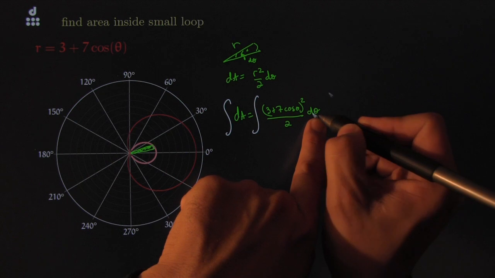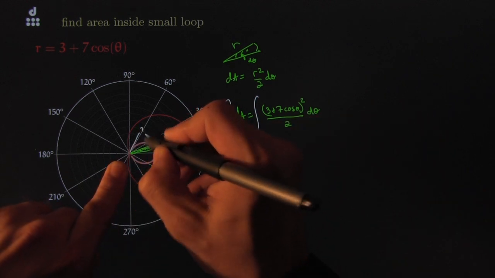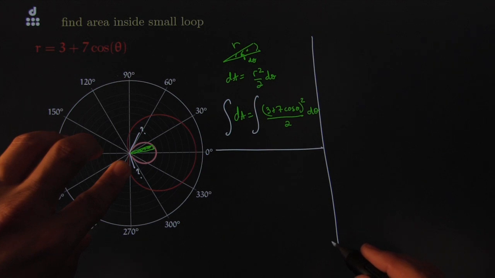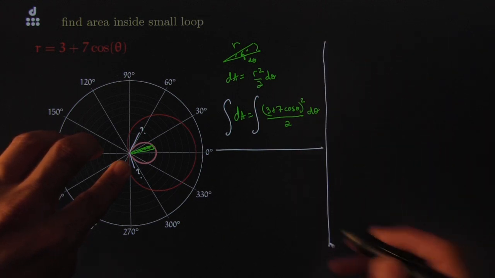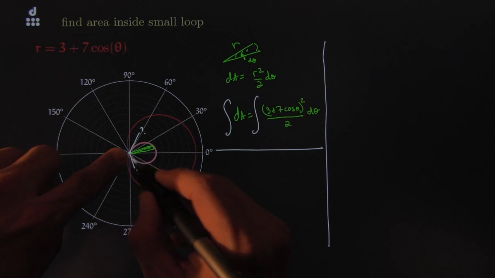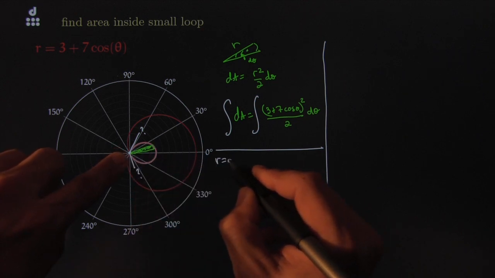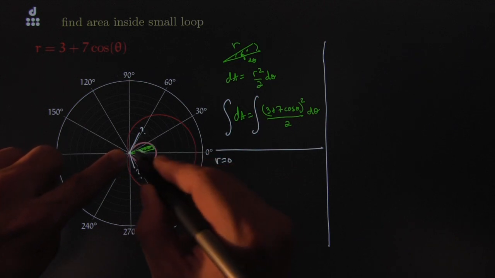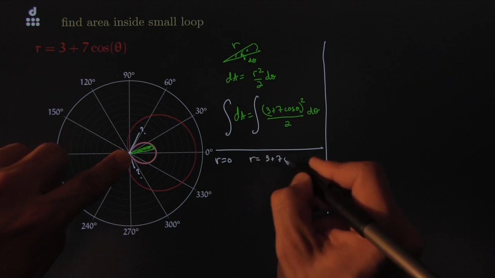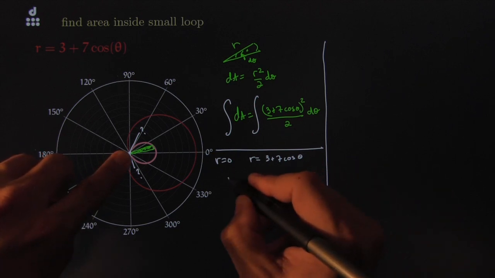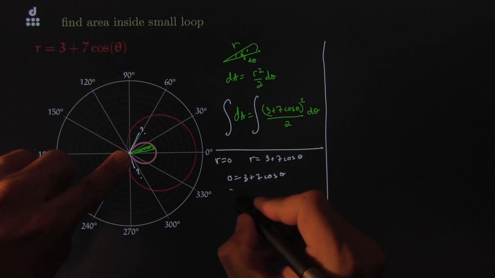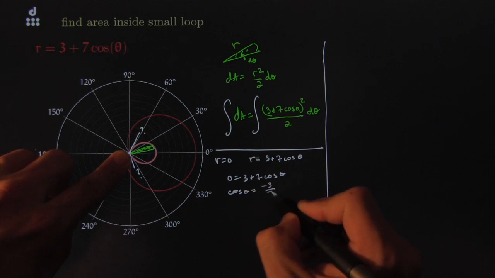And observe here that we need theta limits, so I need to know what is that angle and what is that angle. To figure out what those angles should be, we do a little math here. The key feature when this little bubble stops and starts is that r comes to 0. That's when you know these loops are coming to the end or to the beginning. So r is equal to 0, and we also know that r is equal to 3 plus 7 cosine theta. Therefore 0 is equal to 3 plus 7 cosine theta. That gives me that cosine theta is equal to negative 3 over 7.